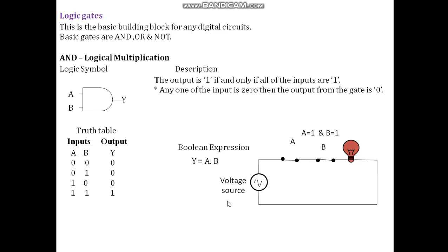Right? So next we'll check another condition, that A is 0 and B is 1. A0 means the first switch is in open condition and the second switch is in closed condition. If you look at this picture, there is no closed path, it is an open circuit, so there is no path for current flow, so the bulb will not glow. We didn't get any output, right? So if any one of the inputs is 0, the output is 0.